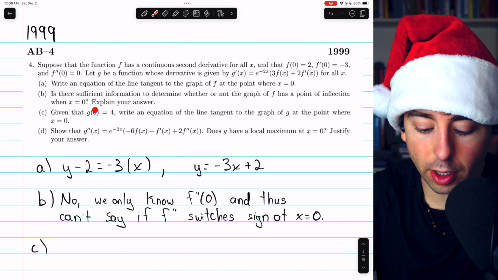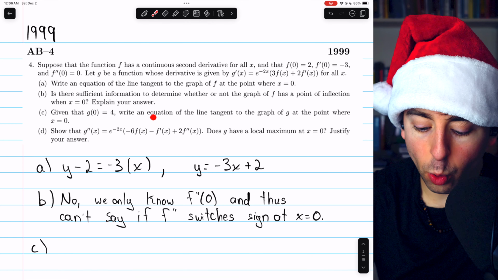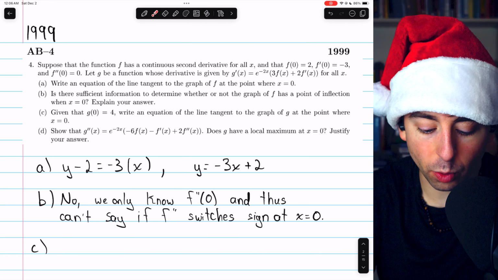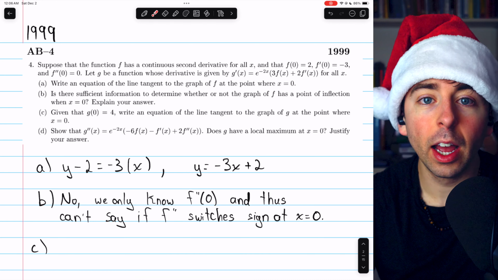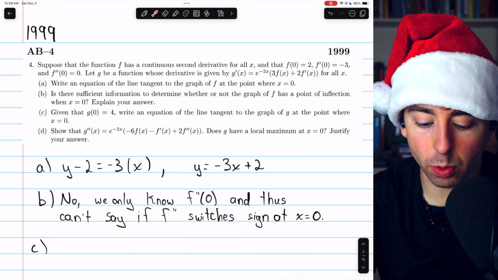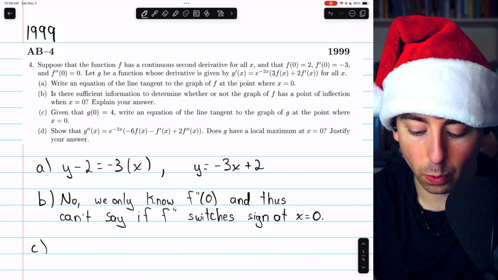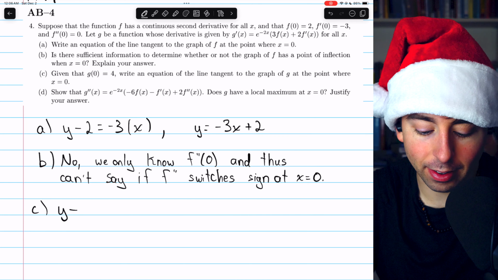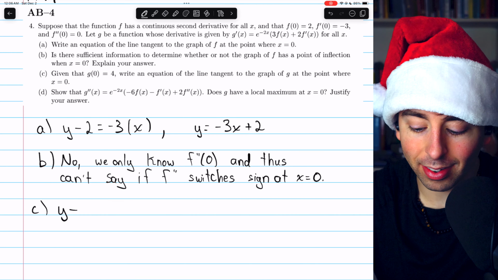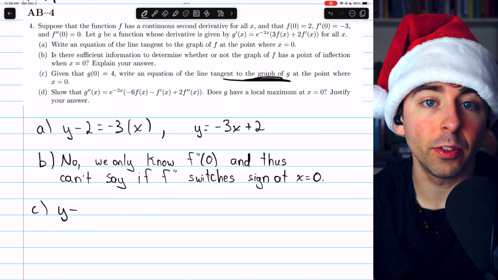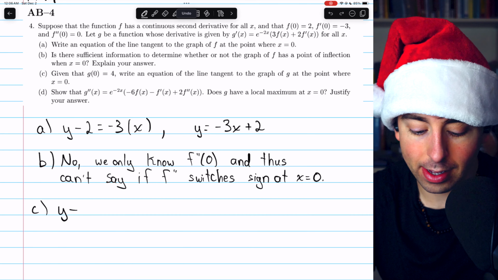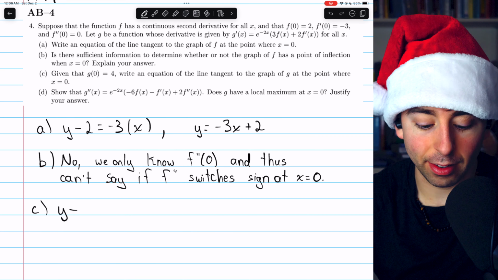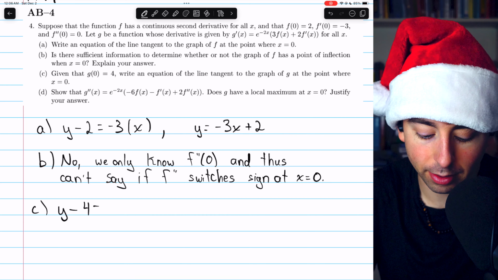Given that g of 0 equals 4, write an equation of the line tangent to the graph of g at the point where x equals 0. So this will be a lot like part A. We'll use the point-slope form of a line in order to get our tangent line. Point-slope form is y minus the y-coordinate. We want this line to be tangent to the graph of g, so the y-coordinate is the output of g when x is 0, and we're given that is 4, so we have y minus 4.